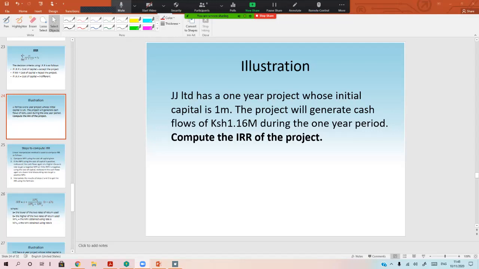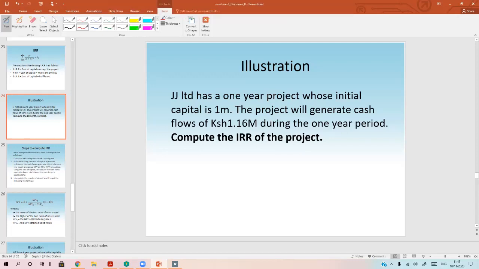What do you get? This is a very easy question. Of course, 16%. You see that at IRR, the NPV is equal to zero. In this project, we only have one single cash flow, received in year one. Therefore, the present value of the cash flow is 1.16 million. We just come back to year zero.